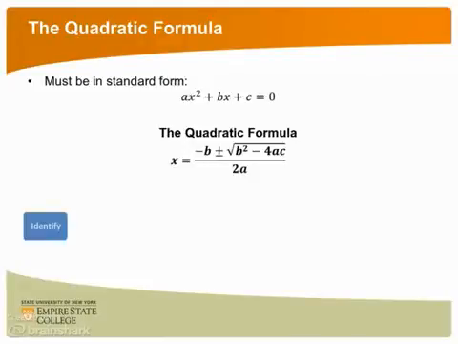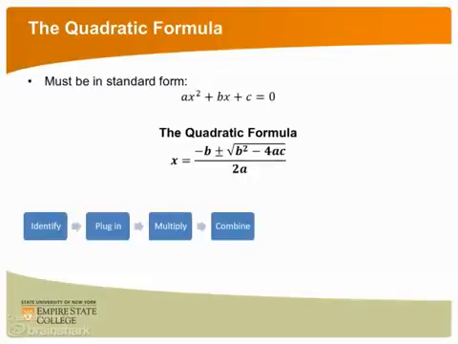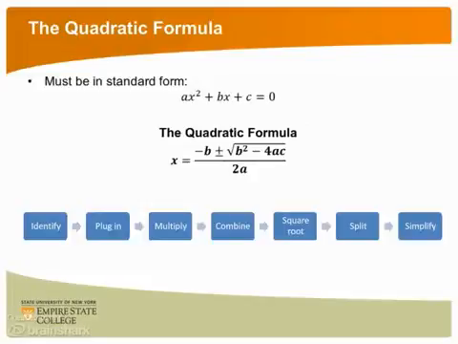To use it, first we find our values for a, b, and c. We need to be very careful about minus signs. Then we plug those values into the formula. We do all the multiplications. Combine the numbers under the radical. Take the square root. Separate the solutions into the plus and minus cases. Simplify your answers. Let's take a look at the quadratic formula in action.